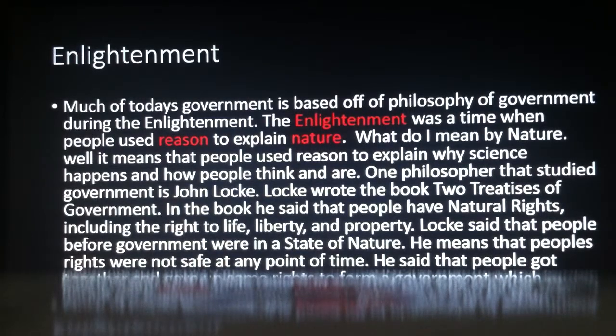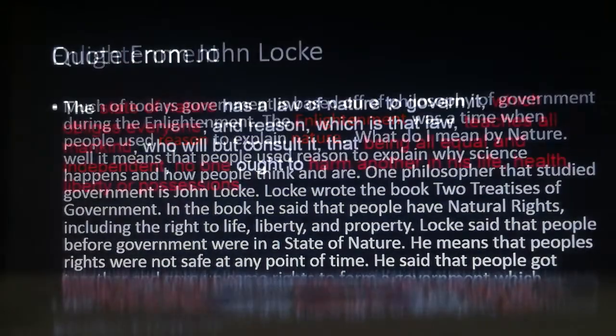Locke wrote the book Two Treatises of Government. In the book, he said that people have natural rights, including the right to life, liberty, and property. Locke said that people before government were in a state of nature. He means that people's rights were not safe at any point of time. He said that people got together and gave up some rights to form government, which protected all men and their rights.